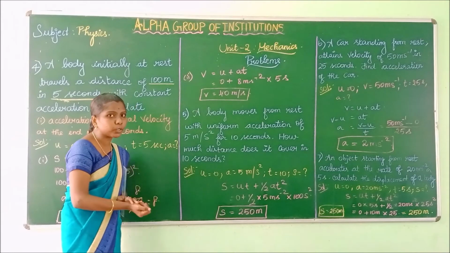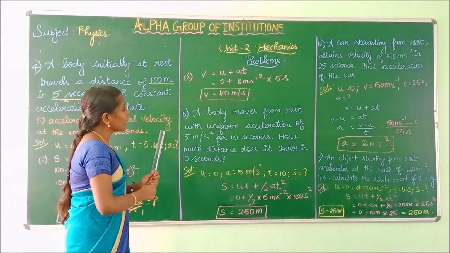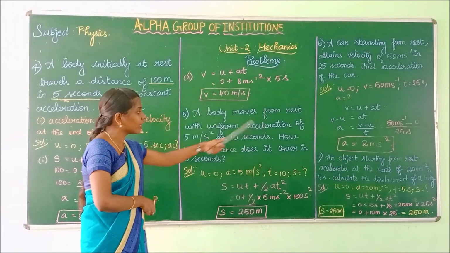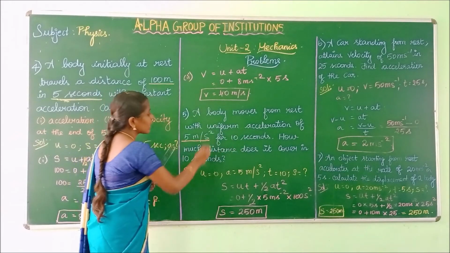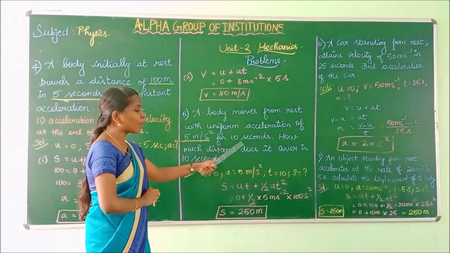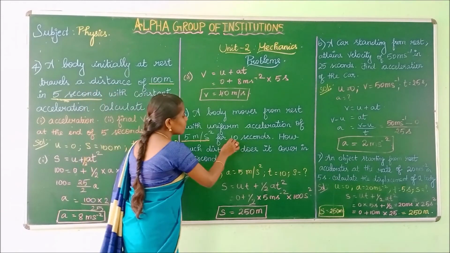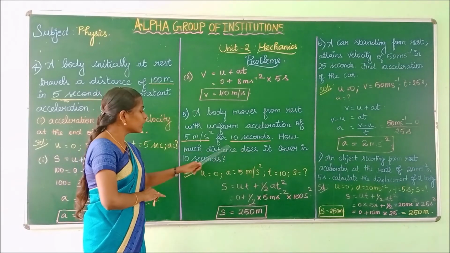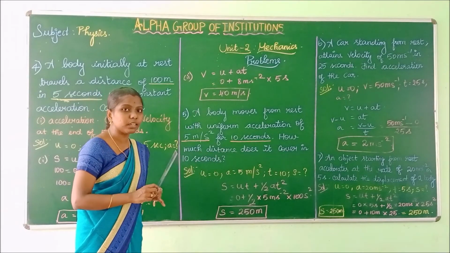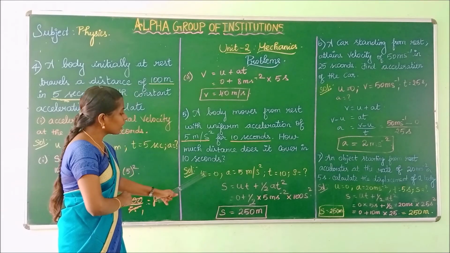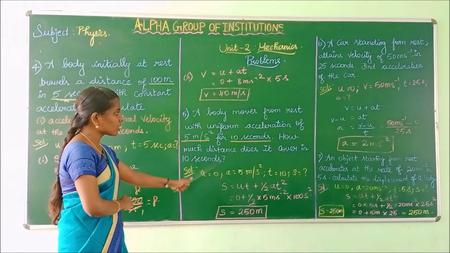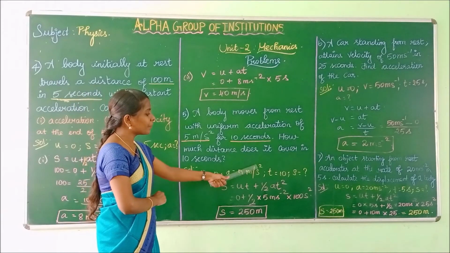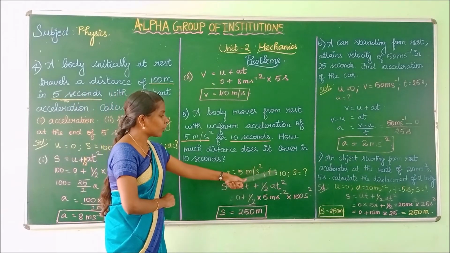They are asking us to calculate the distance. Yes, they have given the value for acceleration. What is the value for acceleration given here? 5 meter per second square. And they have given us the value for time. The value for time is 10 seconds. How much distance does it cover in 10 seconds? They are asking us to calculate the distance. See, given: initial velocity is equal to 0 and acceleration is equal to 5 meter per second square and time is equal to 10 seconds.